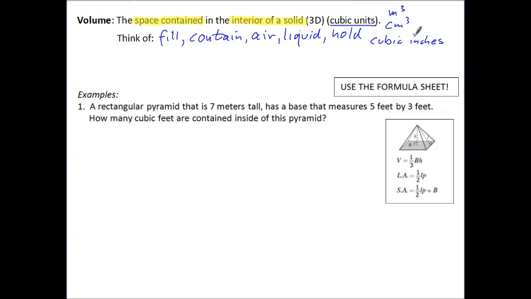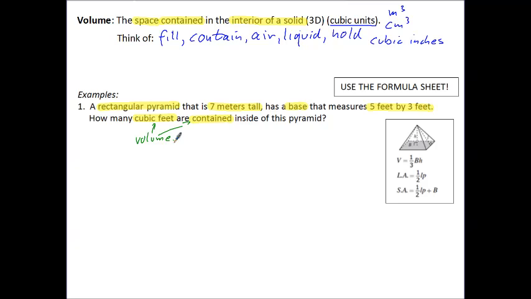Let's dive right into some examples. A rectangular pyramid that is 7 meters tall has a base that measures 5 feet by 3 feet. How many cubic feet are contained inside of this pyramid? And here you already have some keywords that will indicate to you what we're talking about. Cubic feet and contained indicates that we're talking about volume.